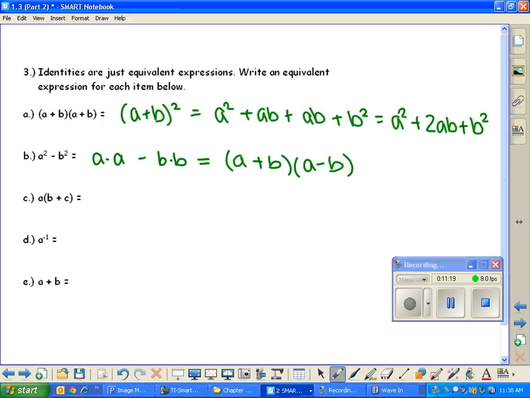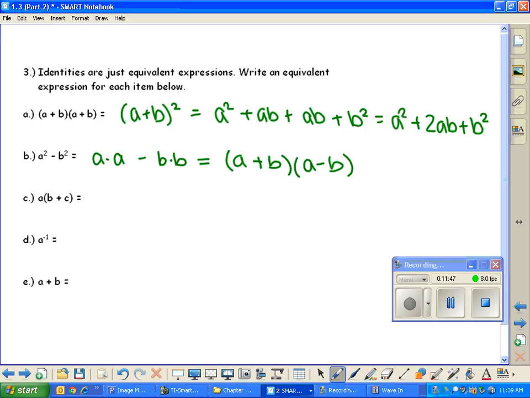And you can check that with foiling again. The first is a squared, the outer is negative b times a, and the inner is positive b times a. Those cancel each other out, and you're left with your last as negative b squared, and that's why I get a squared minus b squared. The two middle terms cancel. That's equivalent to that. See what you do.